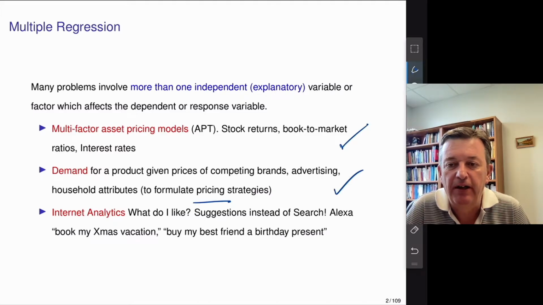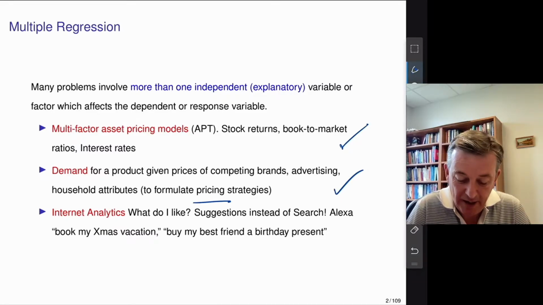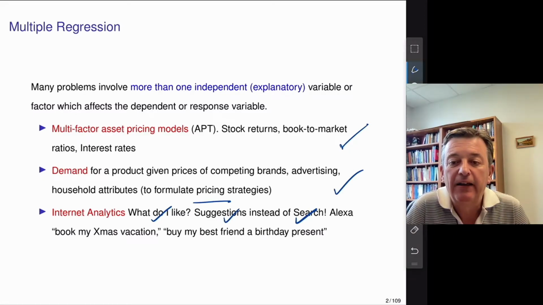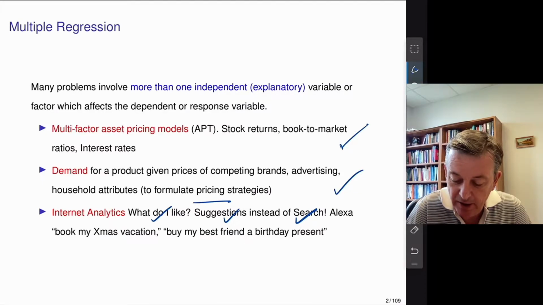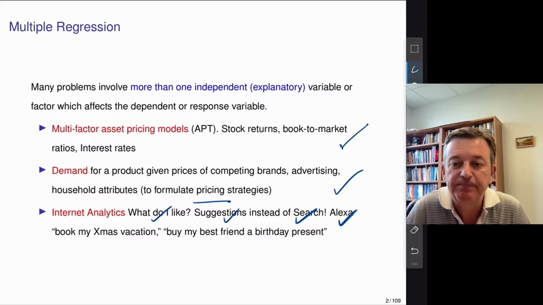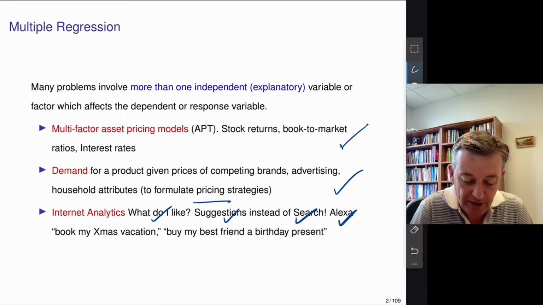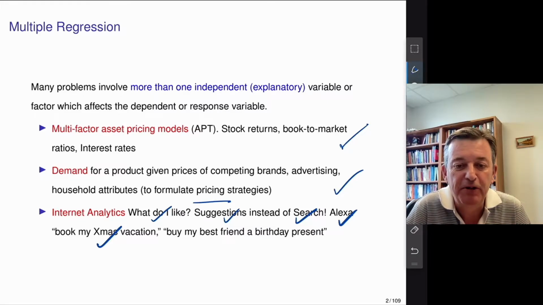And then there's a huge number of internet analytics type problems, Google, Facebook, those types of problems. So what do I like? Type questions, suggestions rather than search. That's all over the internet. Recommender systems, we've talked a bit about that. Netflix, Zillow, companies like that. Alexa. How smart are these AI algorithms becoming? Are they smart enough to be able to book me a Christmas vacation or buy my best friend a birthday present without me having to come up with the ideas?